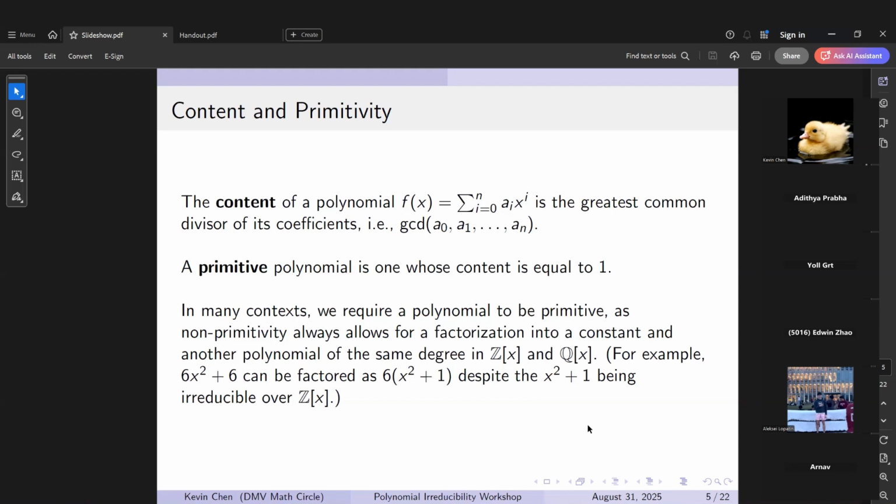For example, even though x squared plus 1 is irreducible in Z and Q, 6x squared plus 6 can be factored as 6 times that irreducible polynomial. That's just a trivial factorization that we must not include in the problem.